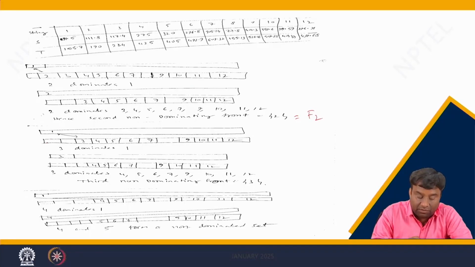Now again the same thing. Now we drop 2 and 8. So now compare 1 and 3. So 3 dominates 1, and also compare 3 with 4, 5, 6, 7, 9, 10, 11, 12.